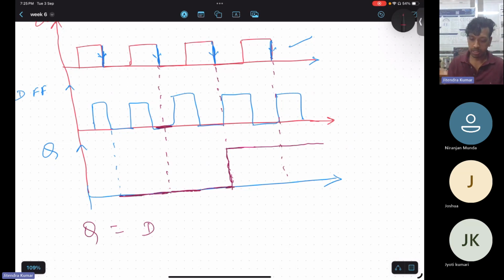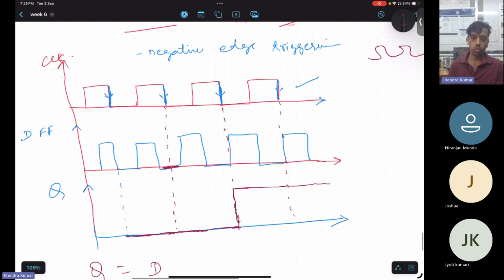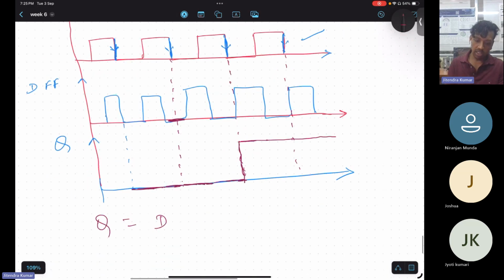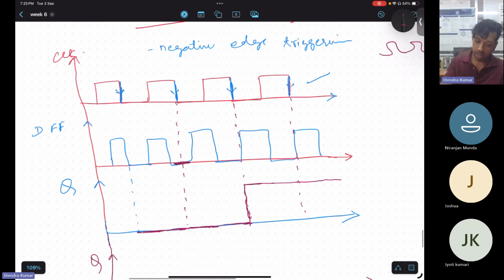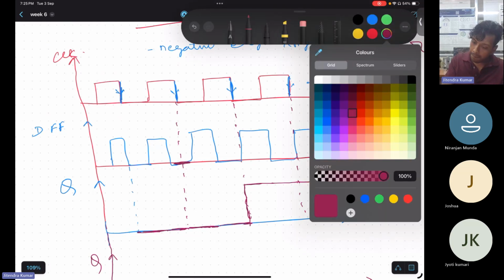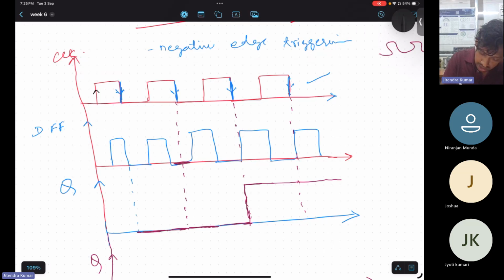मैं एक बार फिर से समझा दूंगा if there is any doubt. No, sir. Okay, great. So this is how negative edge triggering works, okay? Now what will happen with positive edge triggering? In the same graph, I'll draw positive edge triggering. Q with positive edge triggering, okay? Okay, so this is the positive edge triggering, okay?